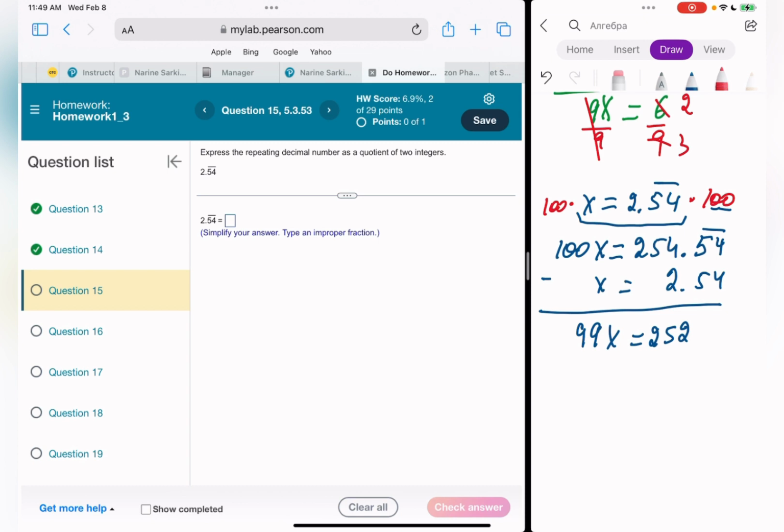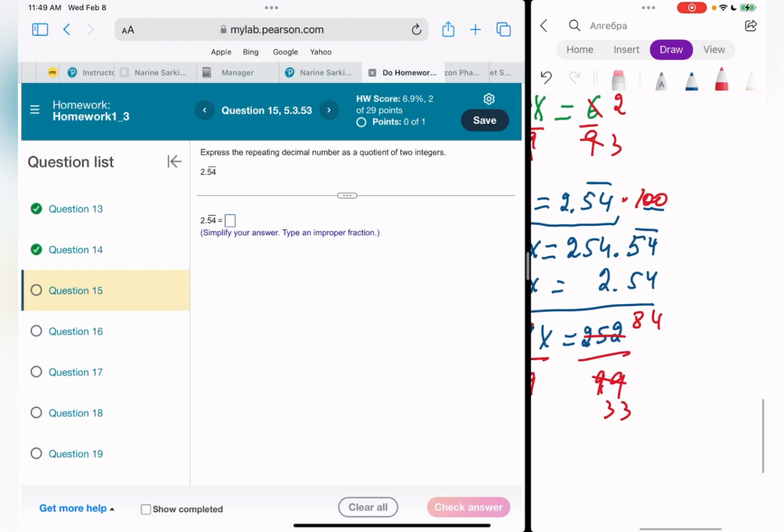From here, dividing by 99. This is gone. We know 99 is divisible by 3. Can I divide 252 by 3? 2 plus 5 is 7, 7 plus 2 is 9. Yes, we can divide by 3. 25 by 3 is 8 times. 8 times 3 is 24. From 25, the remainder is 1. 12 by 3 is 4. Here I have 33 by 3. Now 84, can I divide by 3 again, because 33 I can divide by 3? 8 plus 4 is 12. Yes, we can.